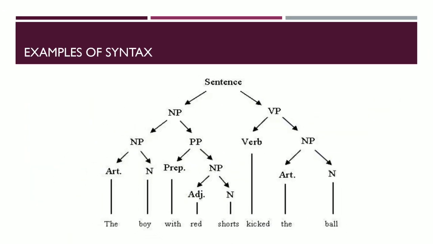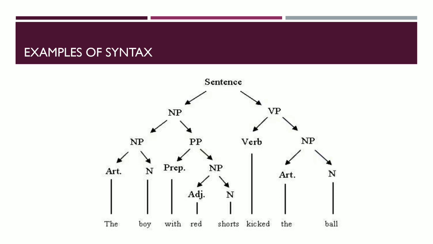Here is an example of syntax. Notice the analysis of this sentence. The boy with red shorts kicked the ball. So, the whole structure, we call it sentence. This sentence divides into two parts. We have the NP, which means noun phrase, and then we have VP, which means verb phrase.